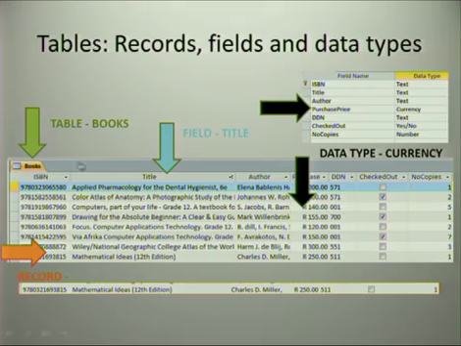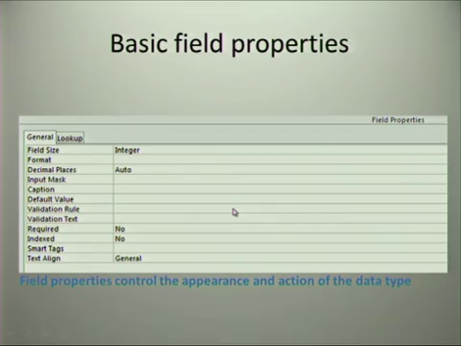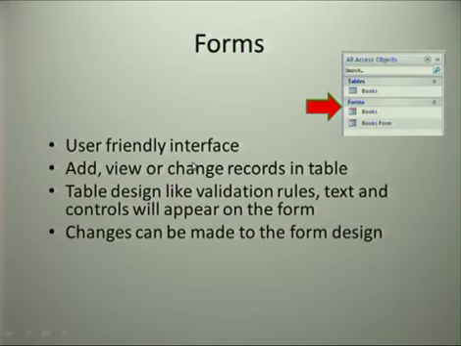Here is your field. So your fields are ISBN, title, author, etc. And your records are the actual ISBNs and the title of the books and the authors that get typed into your database. Your basic field properties is where you are able to do input masks, captions, default values. This is where you can do your data validation to make sure that your input is correct.